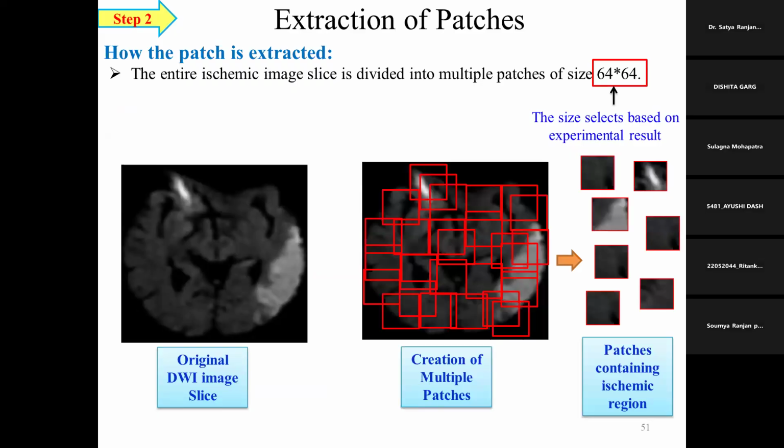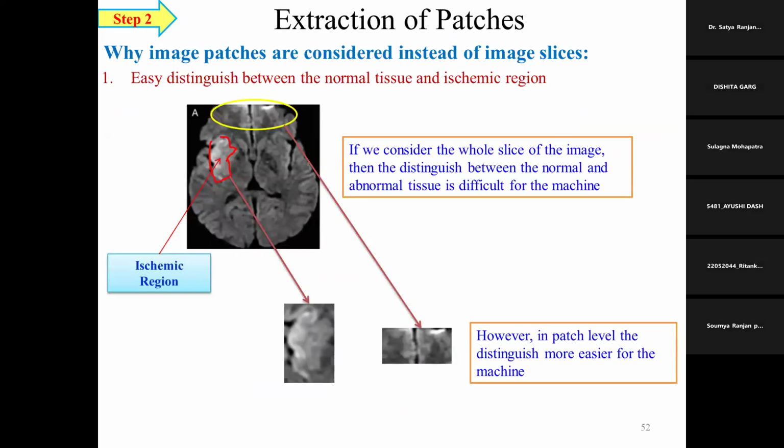Then someone might ask us why they go for the patch extraction. From the paper, when we read it, we show it this way. The first thing is to easily distinguish between normal tissue and ischemic region, because they want to also reduce the T2 shine-through effect. They say if we consider the whole slice of the image, then distinguishing between the normal and abnormal tissue is difficult for the machine, because when you give the whole image, it might say this one might be an ischemic stroke region.